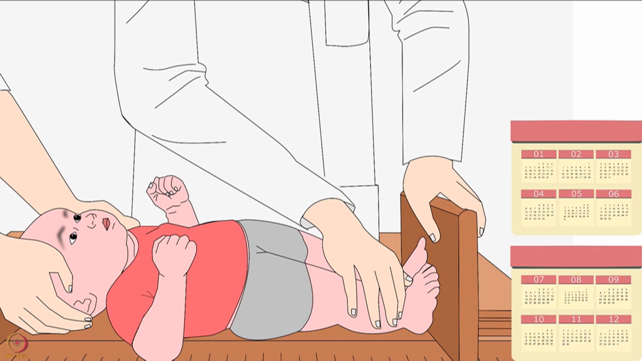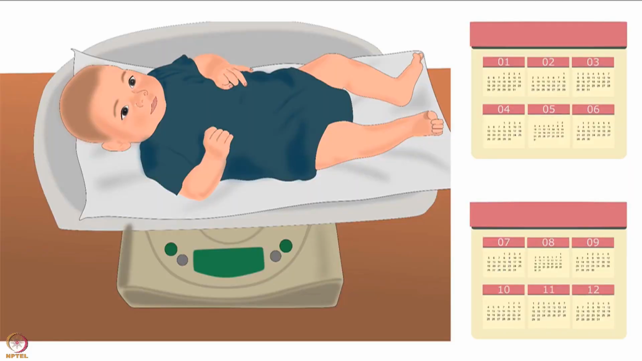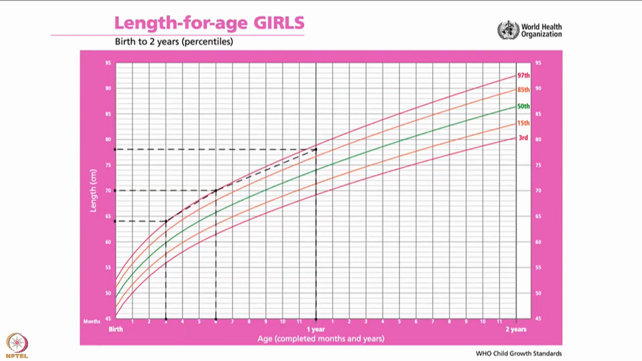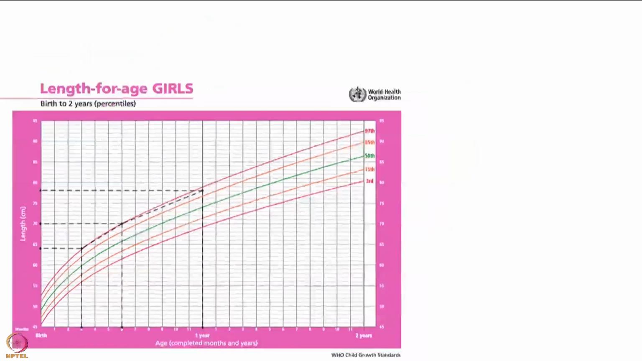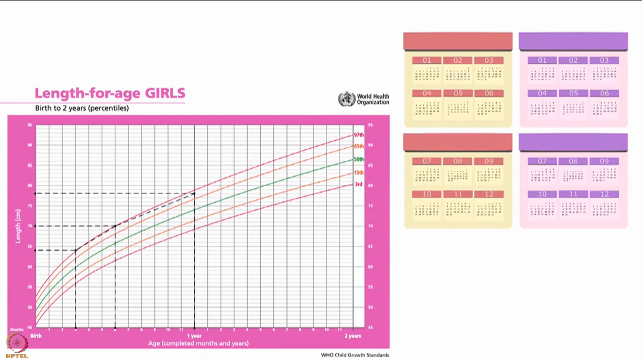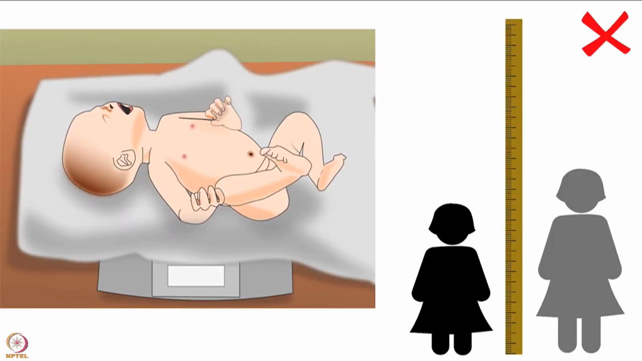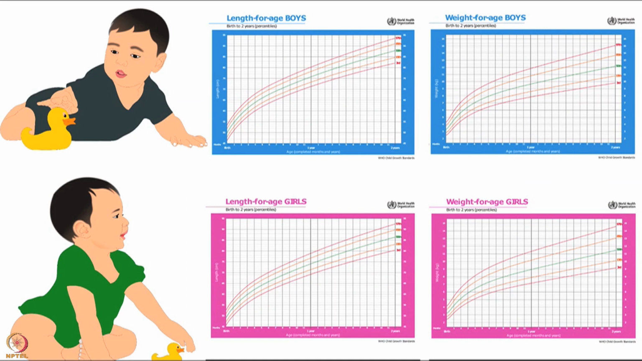The first growth indicator is length for age. The second one is weight for age. These indicators are plotted on growth charts over weeks, months, or years. This helps us to identify any growth problems. It is important to use growth charts as per the child's gender.